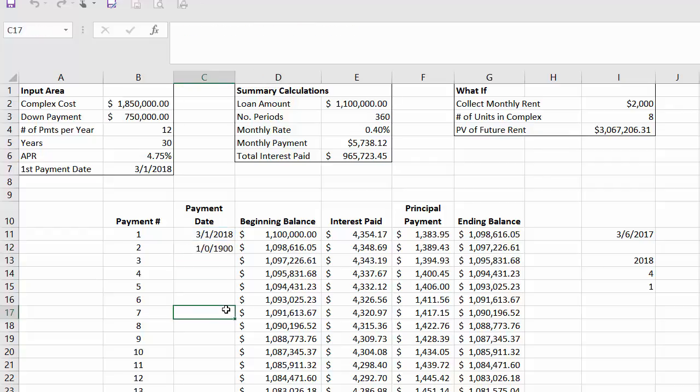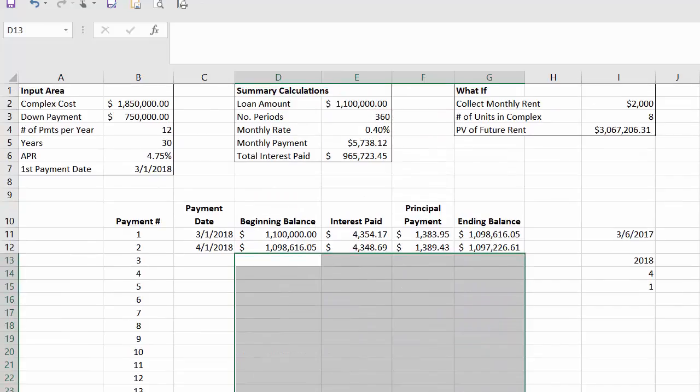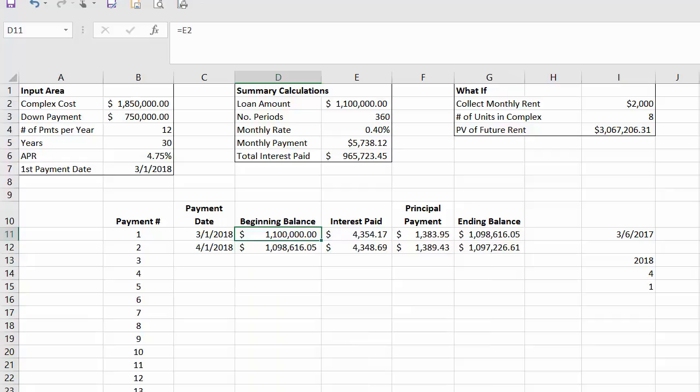All right, now that's where we got to in class. And so what we were doing is filling out the rest of this amortization schedule. So I'm going to go ahead and delete the rest of this below, just so you can see how we came up with it. If we look at cell D11, we see that's our beginning balance. That's how much we owe.